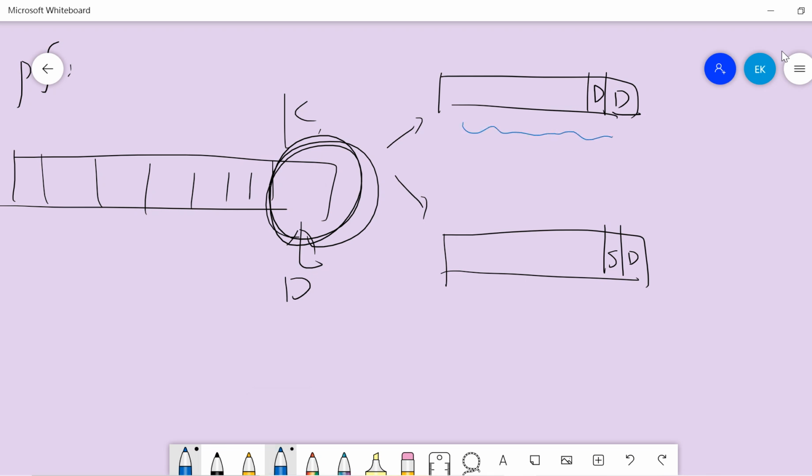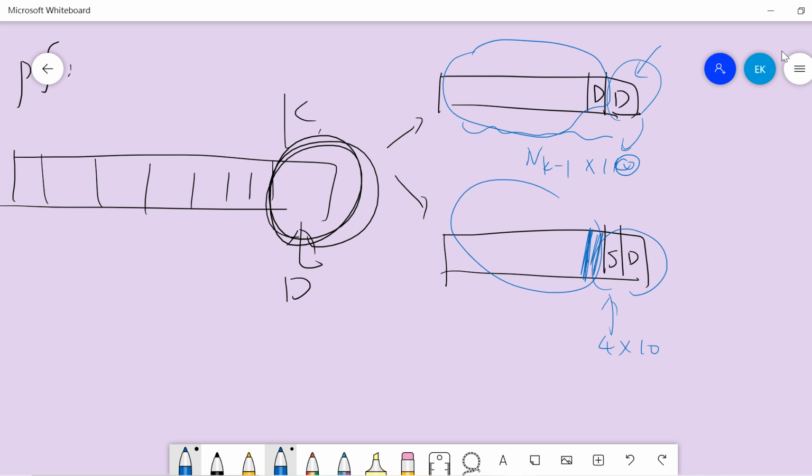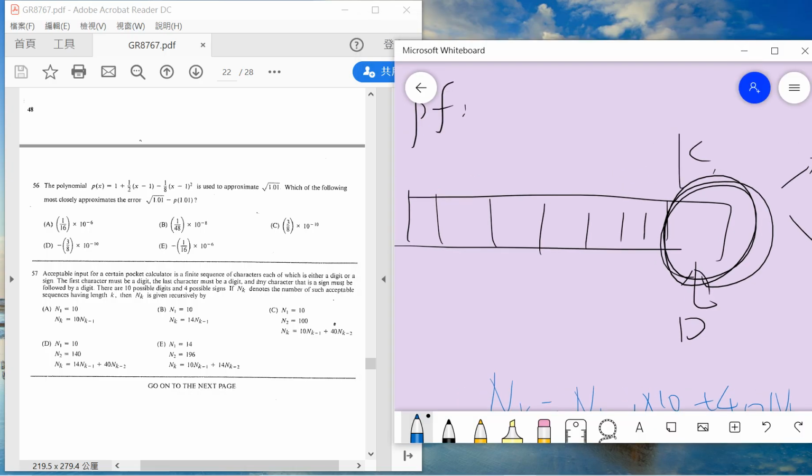So for the first case, you have nk minus 1 times 10, because the 10 comes from the last digit. For the second case, you have 4 times 10, and the one before the sign must be a digit, because a sign can combine with digits; this is the only way. So this is nk minus 2. So total nk has nk minus 1 times 10 plus 40 times nk minus 2. Okay, so we proved this. Simple. So the answer is C.